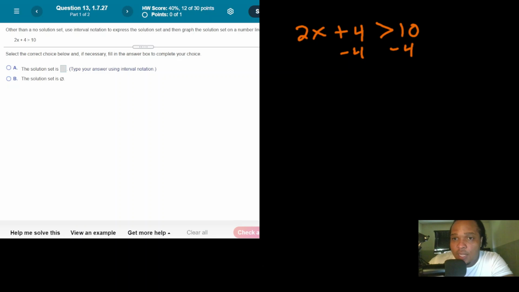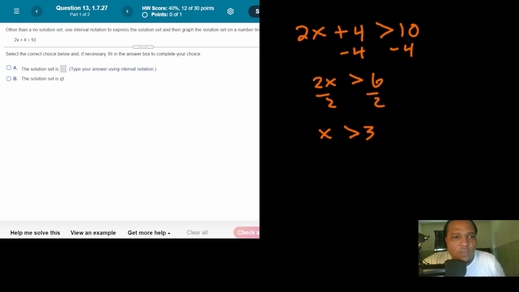Subtract 4 from both sides. We're going to go ahead and get 2x is greater than 6, right? Nothing crazy so far. Go ahead and divide both sides by 2. You get x is actually greater than 3. So they're asking us for the solution set. It says, other than a no solution set, use interval notation to express the solution and then graph.